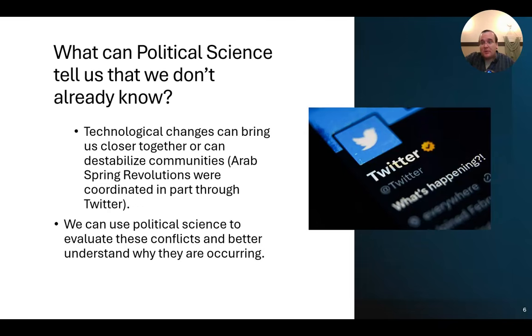Twitter, before it was X and Elon Musk took it over, it was Twitter. Twitter was used to communicate in the Arab Springs. They'd all say, we need to get together here and protest in front of this government building, or this leader's on the move over here, let's block his motorcade. And they could do that in pretty much real time through Twitter updates, or X again, as it is now. We can use political science to evaluate these conflicts and better understand why they are occurring.